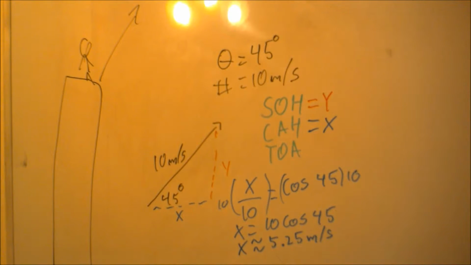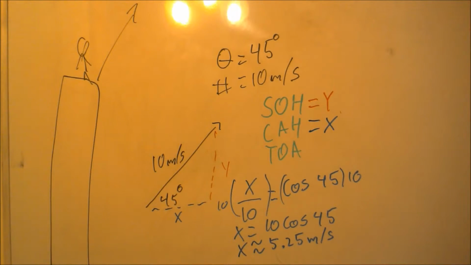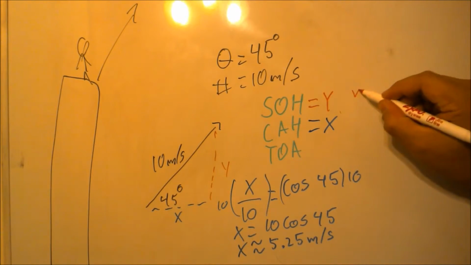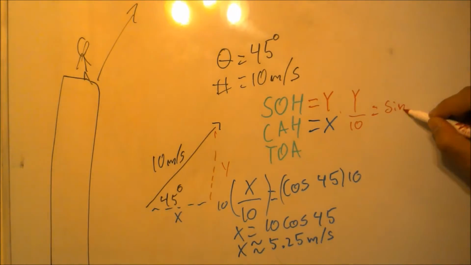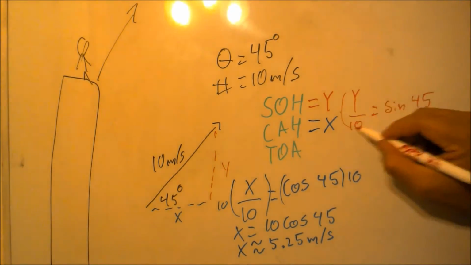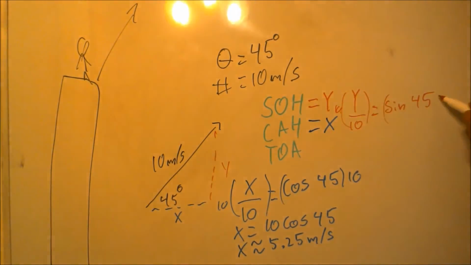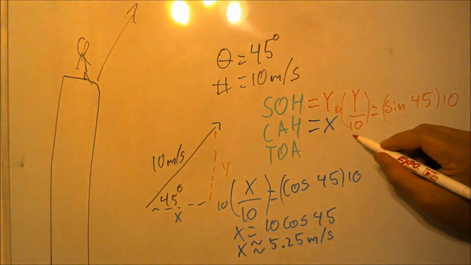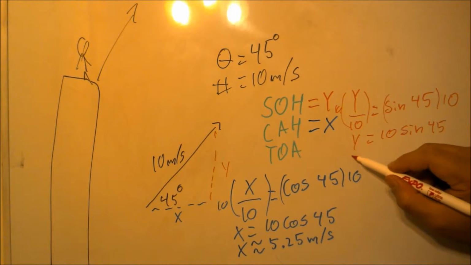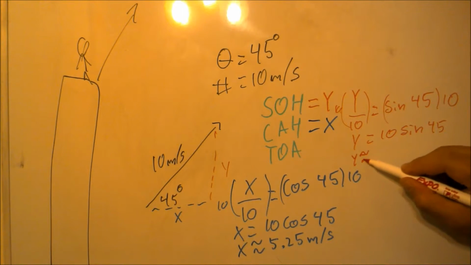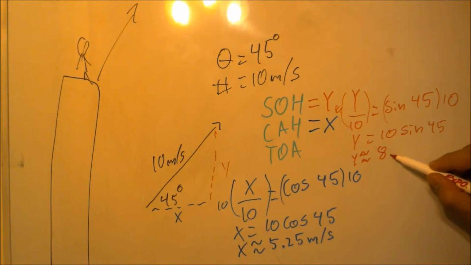And now we can work on the y component. So we'll take y over 10 is equal to sine 45. And then we'll multiply both sides by 10. This gets us to about 8.5 meters per second. And that's not all.